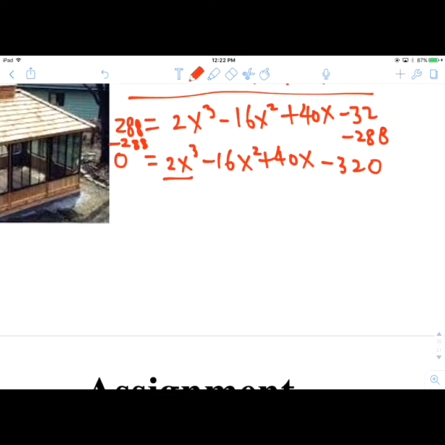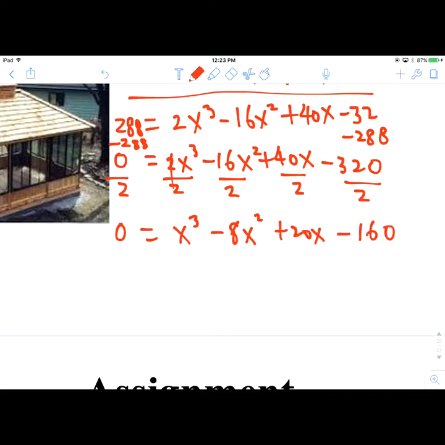Notice that every term is even, right? So there's a 2 in there. There's a factor of 2. So what I'm trying to do is make this problem a little simpler by dividing everything by 2. So that makes still the left side 0, and then the 2's will be gone. So we have x cubed minus 8x squared plus 20x, and then minus 160. So the problem is a little bit less now.